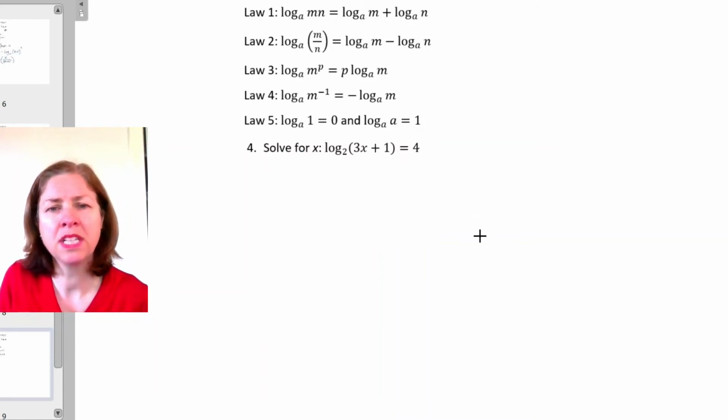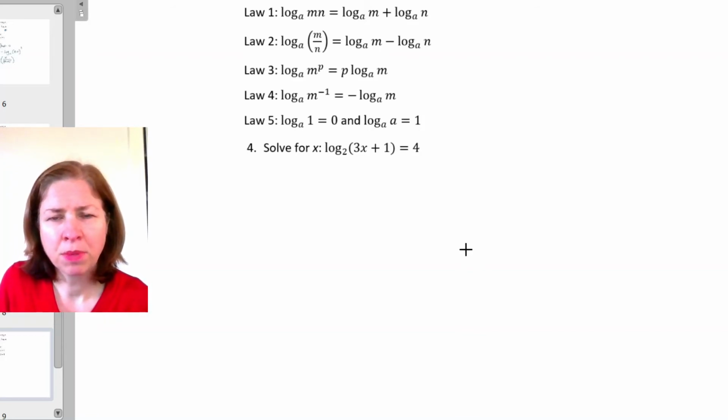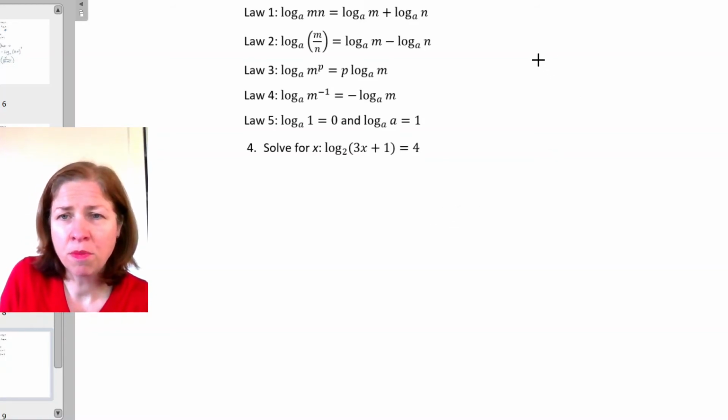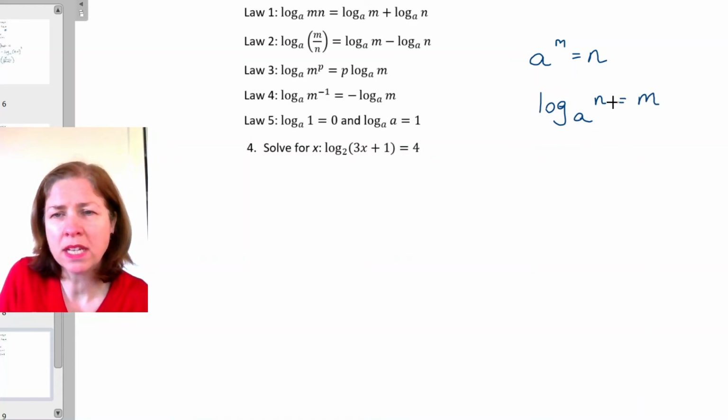Here's my 4th example. Again, pause it and try it yourself. So I've got log base 2 of 3x plus 1 equals 4. Now I'm going to rewrite this again. So just to help you, over here I'm going to write a to the power of m equals n, and now I'm going to write log base a of n equals m. This is a rewriting, okay?